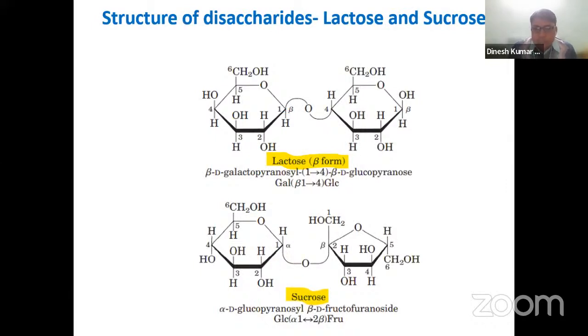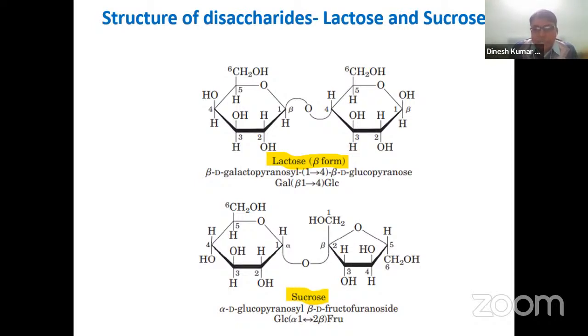See in this picture, we have shown the lactose at the top. In lactose, we have the glucose and the galactose. See on the right hand side, it is the glucose in beta configuration. Hydroxyl group is above, and on the left hand side, it is the galactose. See the position of carbon, the hydroxyl group at carbon number 4, it is above.